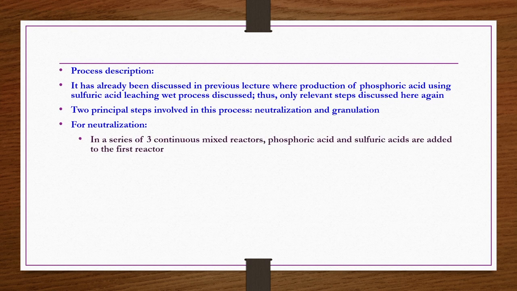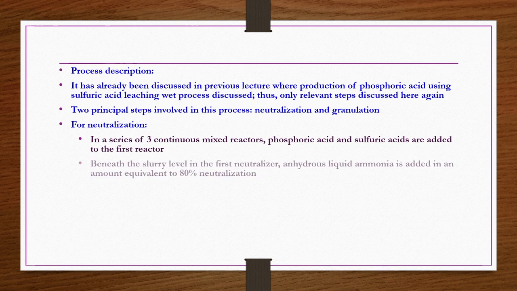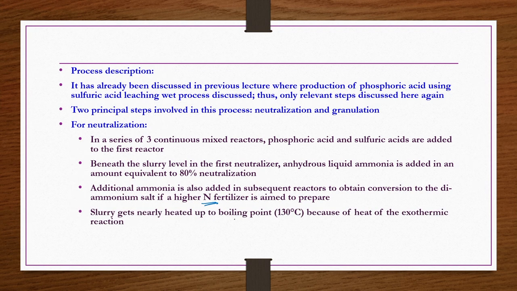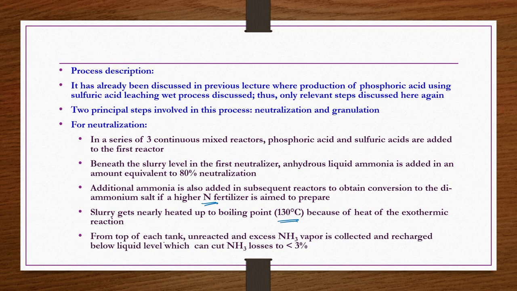For neutralization, in a series of three continuous mixed reactors, phosphoric acid and sulfuric acid are added to the first reactor. Beneath the slurry level in the first neutralizer, anhydrous liquid ammonia is added in an amount equivalent to 80% neutralization. Additional ammonia is also added in subsequent reactors to obtain conversion to the diammonium salt if a higher-end fertilizer is aimed to be prepared. The slurry heats up nearly to its boiling point of 130 degrees centigrade because of the heat of the exothermic reaction. From the top of each tank, unreacted excess ammonia vapor is collected and recharged below the liquid level, which can cut down ammonia losses to less than 3%.